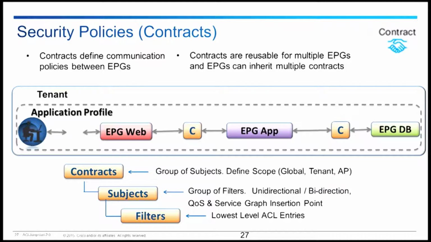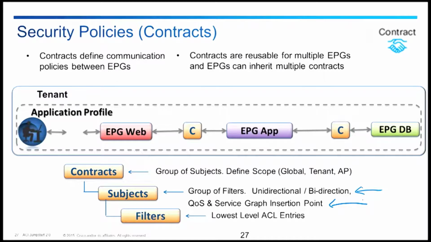Once we have our contract defined, we're then going to start making our subject. And our subject, again, is just another layer of policy reuse, where we define things like, do I want this communication contract to be bidirectional or unidirectional? Do I want to allow one-way communication or two-way? We're also going to define our insertion point for layer 4 through 7 services, and things like quality of service get applied at the subject level.